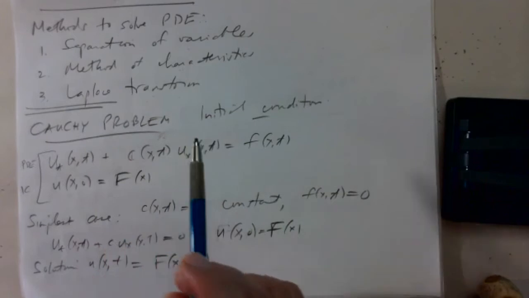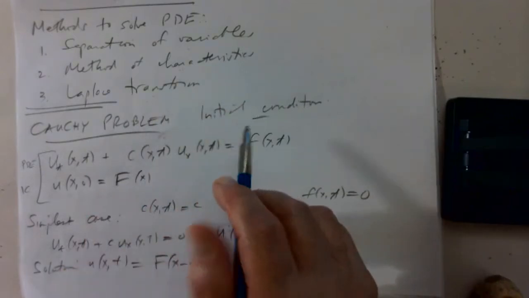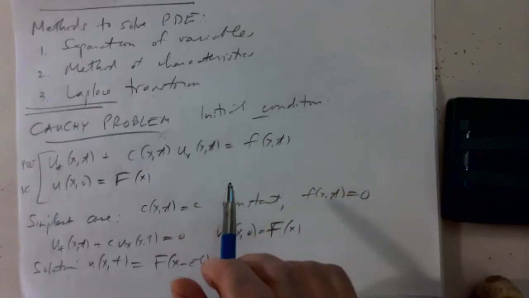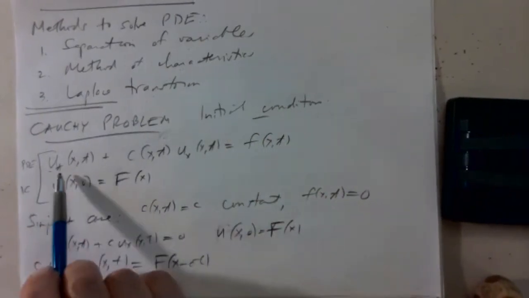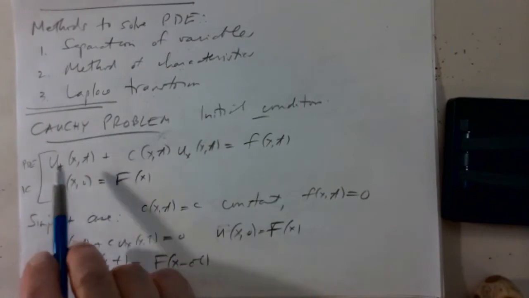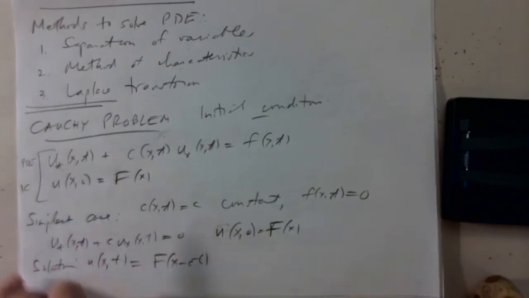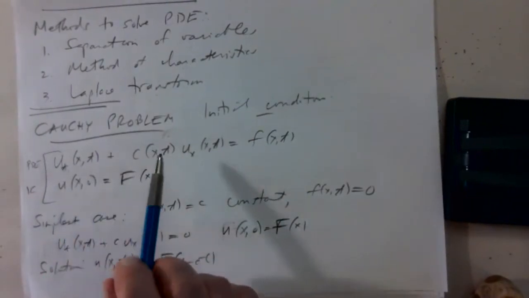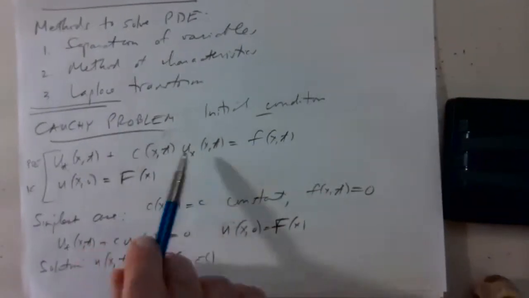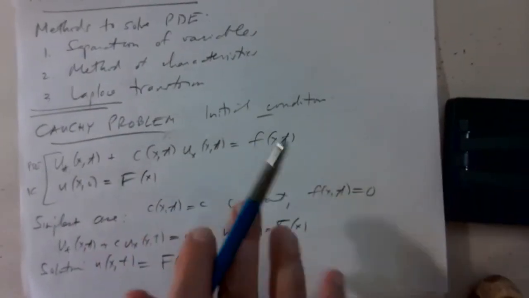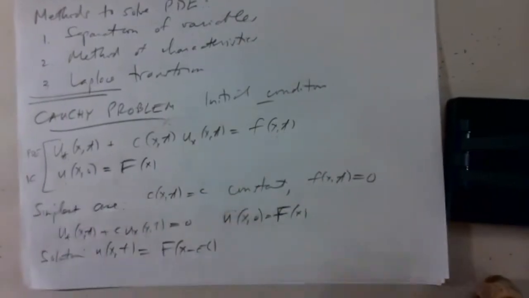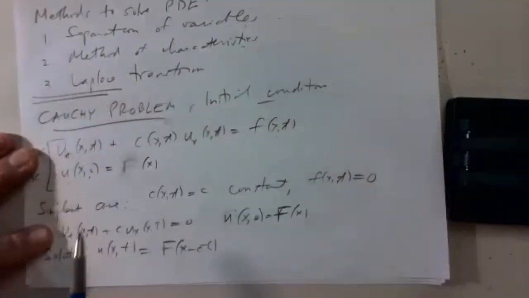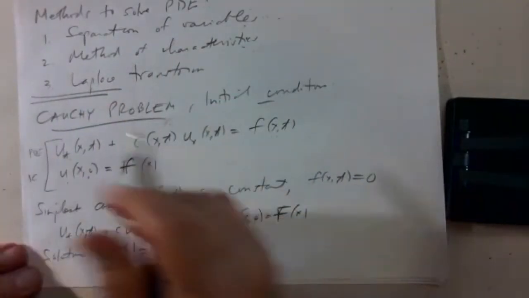So a Cauchy problem in PDE is a problem where you have a partial differential equation with some initial condition and no boundary condition. So for us, this is going to be a first order PDE in the variables x and t, linear. So it's going to look like the partial of u with respect to t plus some function of x and t times partial u with respect to x equals some f of x, t, with an initial condition that u of x at time 0 is some function f of x.